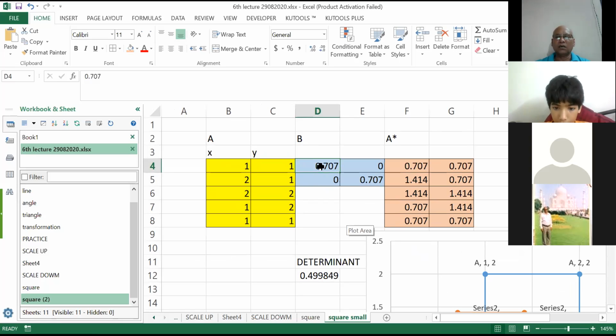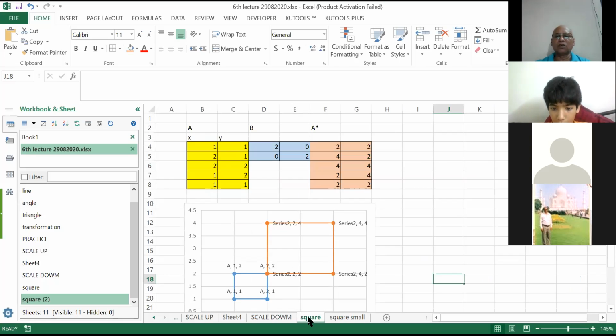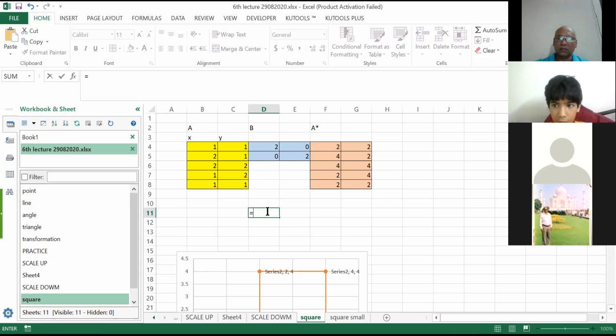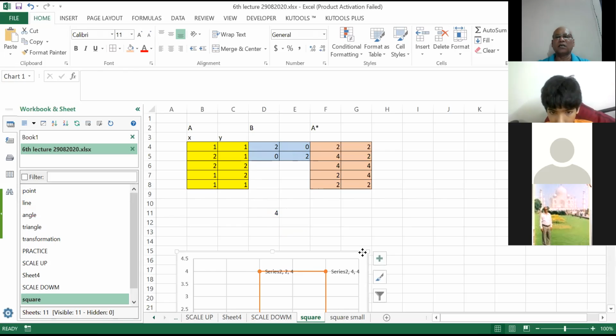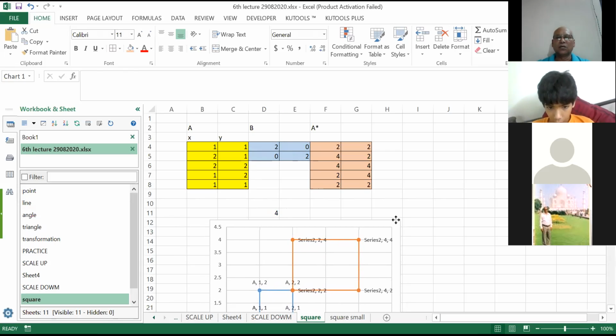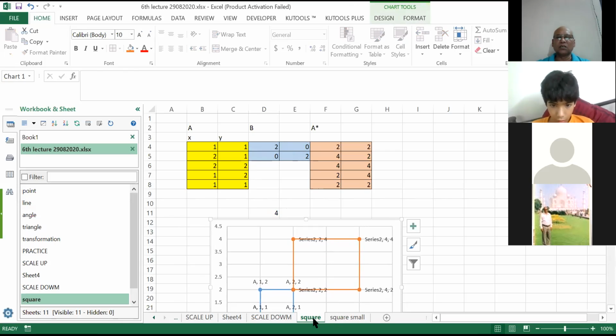And if here you can say it is 4 times, so how will it be there? You just calculate the determinant, MDETERM, and then you see this determinant is 4, so you can guarantee that it has enlarged 4 times. So this is about scaling.